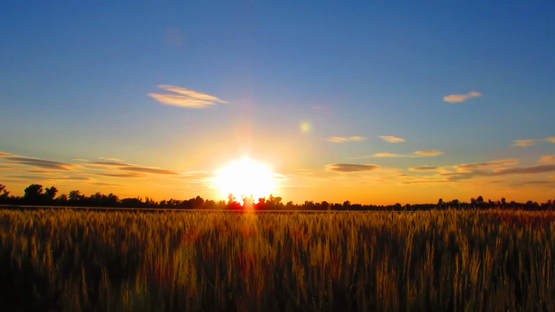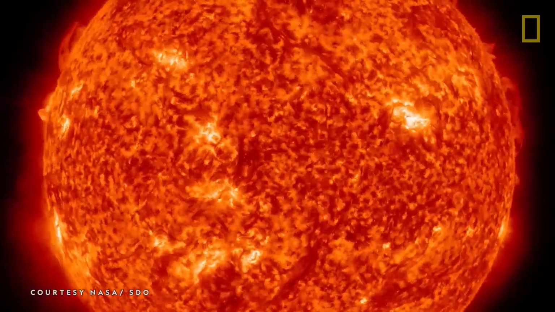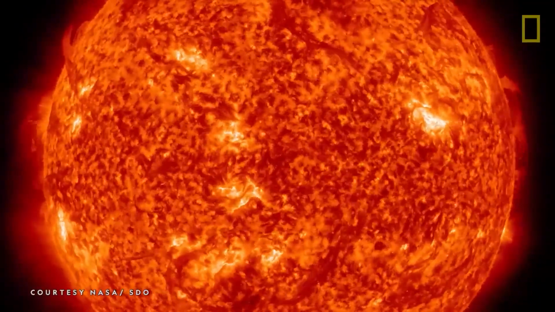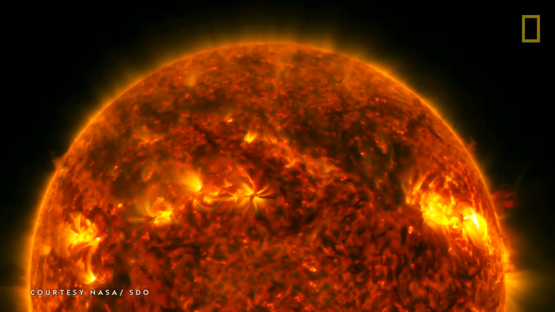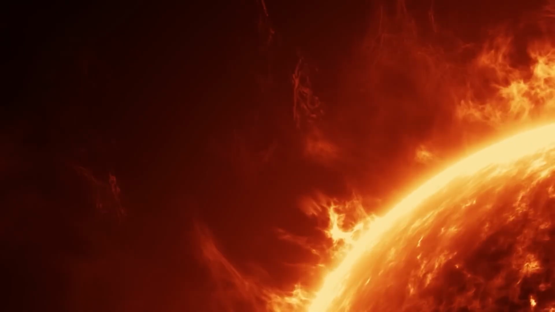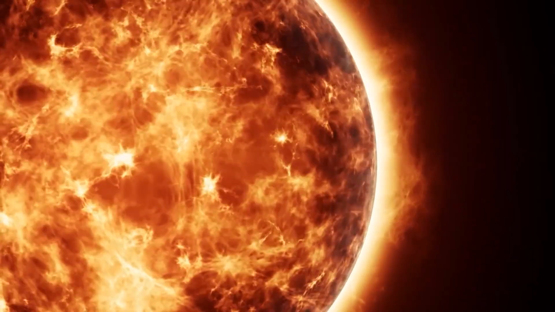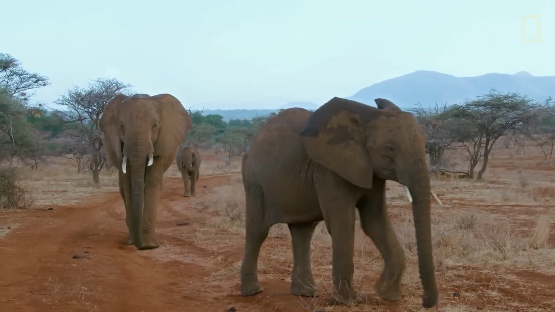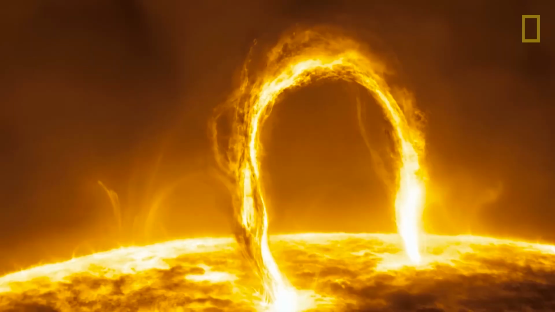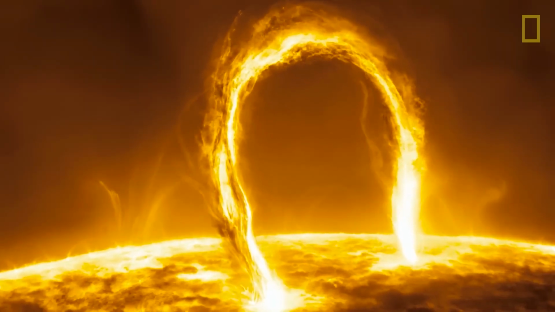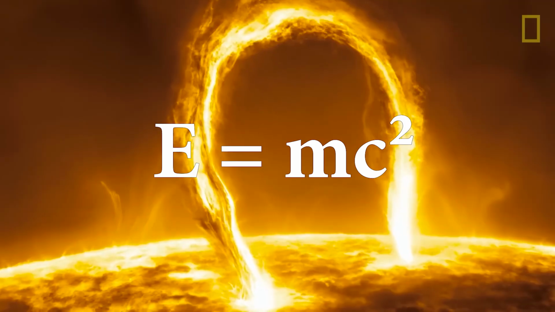The sun is the closest star to you and me. At its core, the sun is a massive nuclear reactor. Every second, it fuses about 600 million tons of hydrogen into helium. In the process, roughly 4 million tons of matter, equivalent to around 800,000 adult elephants, are converted into pure energy through the equation E equals mc squared.